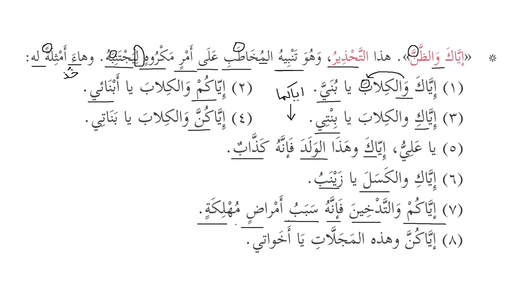So amradin muhlikatin, why are they majroor? Please tell me quickly. A noun can be majroor for two reasons. What are those two reasons? مضاف مضاف إليه. Perfect. Sababu is mudaf and amradin is mudaf ilayh, and muhlikatin is the adjective of amradin.